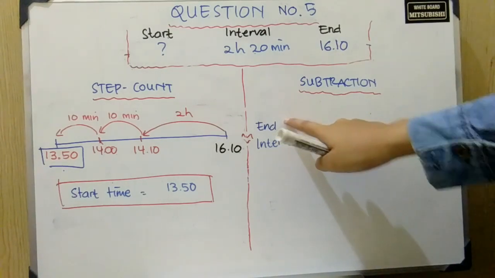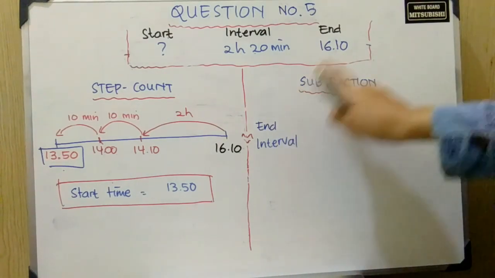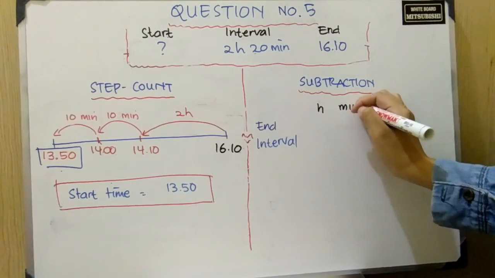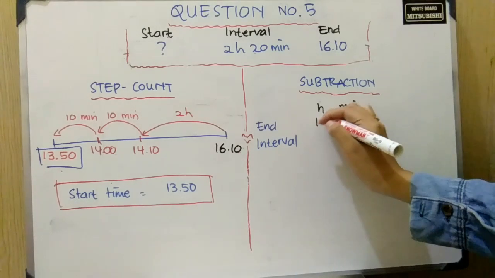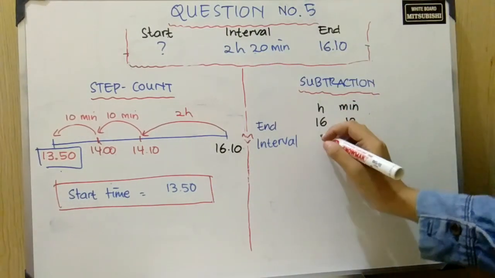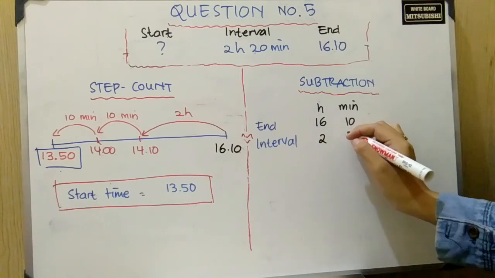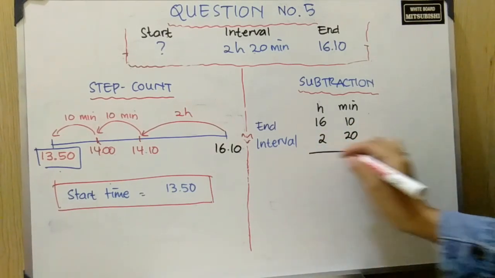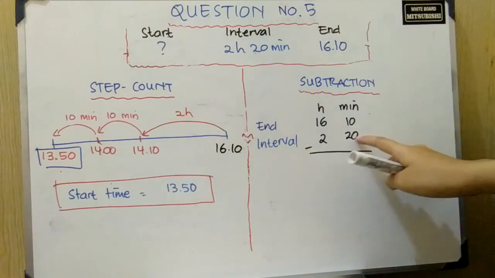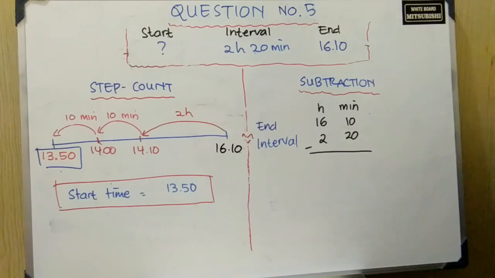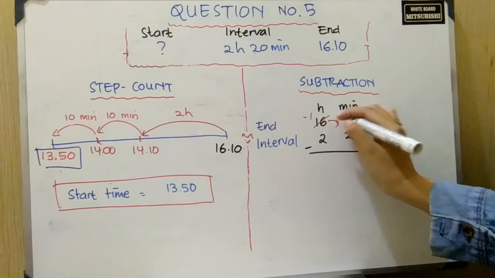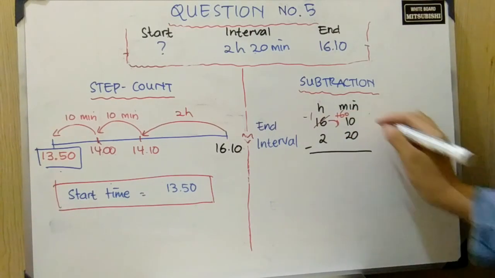Subtraction: end time minus interval time. So we write hour and minute. The end time we write 16:10, and the interval is 2 hours 20 minutes, so we write 2 and 20. We subtract 10 minus 20. It's difficult, so we take 1 hour from 16 and we give 60 to the 10.